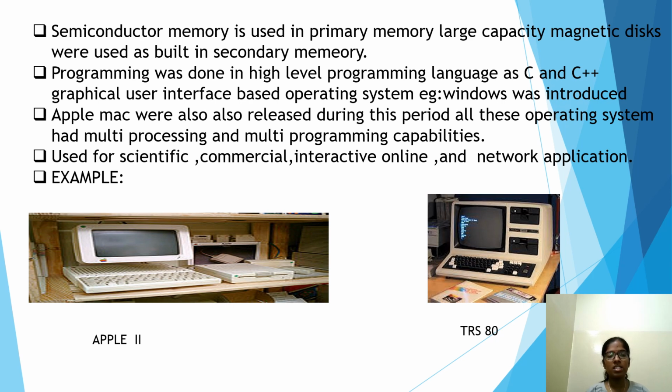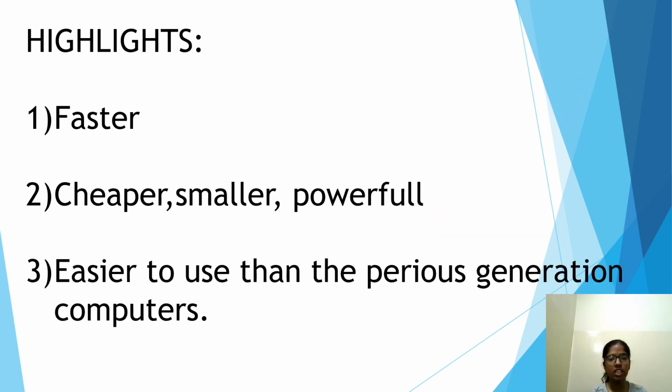All these operating systems added multiprocessing and multi-programming capabilities, and it is mainly used for scientific, commercial, and interactive online and network applications. The examples are Apple II and TRS-80. The highlights of the fourth generation computers are that they are faster, cheaper, smaller, and powerful. They are easier to use than the previous generation.